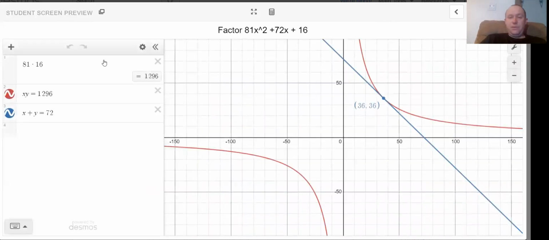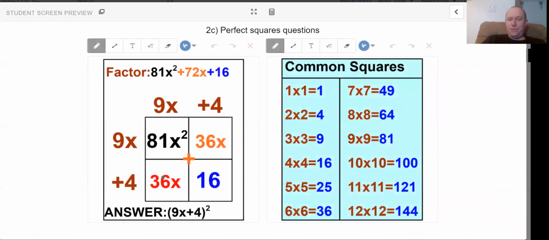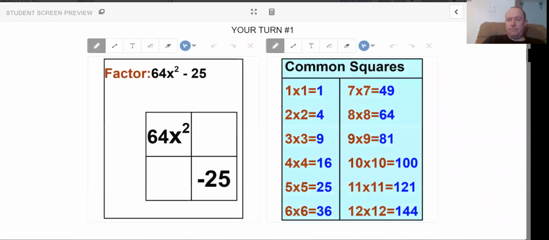If we do panic and have to use Desmos, 81 times 16 is 1,296. I want the two numbers together to add to make 72. And you can see that they cross at 36 and 36, those two numbers we saw earlier. And then once you have this term plugged in here and this term plugged in here, you could do the GCF like we did last time. The only thing to really stress for this question is with 9x plus 4 and 9x plus 4, you should be putting 9x plus 4 all squared as it's the same factor. So repeated factors, we should be putting squares.